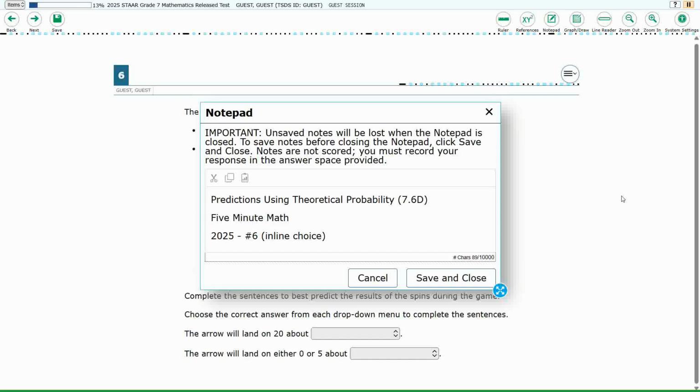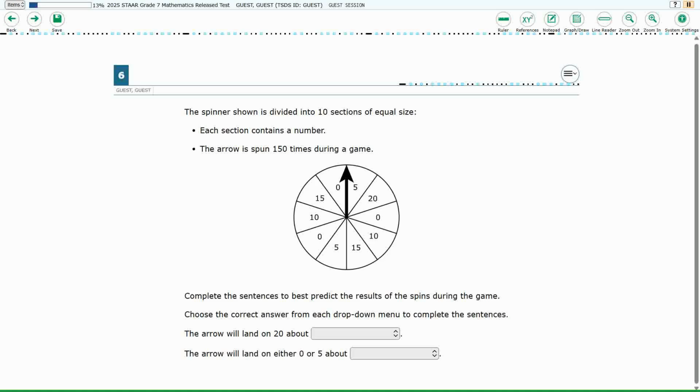Today we are looking at the 7th grade concept of predictions using theoretical probability. This is standard 7.6D in the great state of Texas, and we are using item number 6 of the 2025 released STAAR test. This is a new item type called inline choice. If you haven't done so already, please go ahead and take a moment to pause the video, work this problem out on your own, unpause it, and we will look at our answers together.